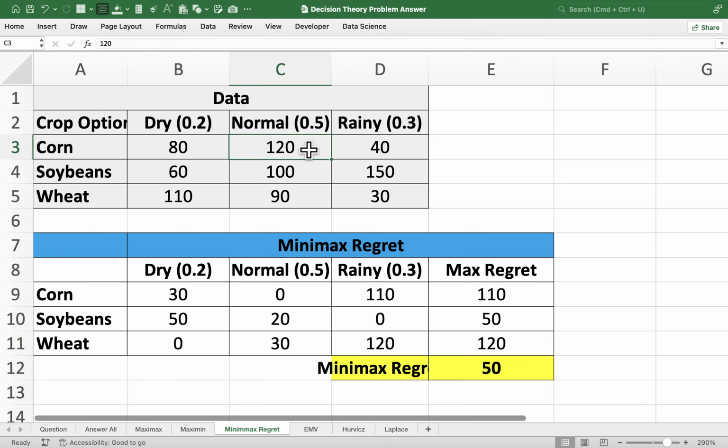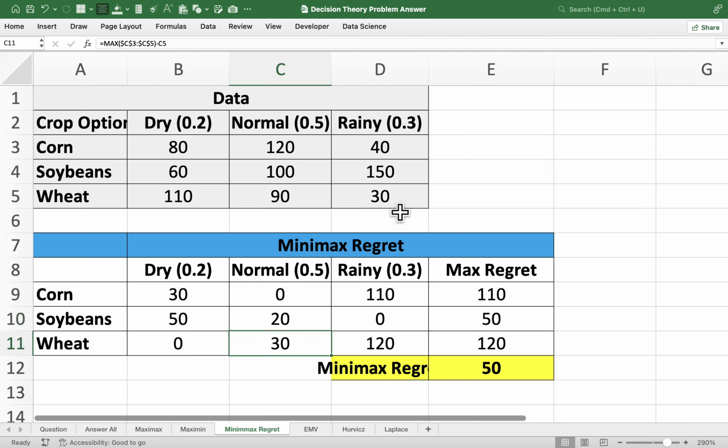This means that if a farmer cultivates corn, which gives a pay of 120, and the best possible outcome is also corn, then the farmer didn't lose anything. So regret in this case will be 120 minus 120, which is 0. 20 implies that if the farmer cultivates soybeans, but the best possible outcome is 120, then the opportunity loss will be 120 minus 100, which is 20. And similarly, 120 minus 90 is 30. The same logic we apply here.